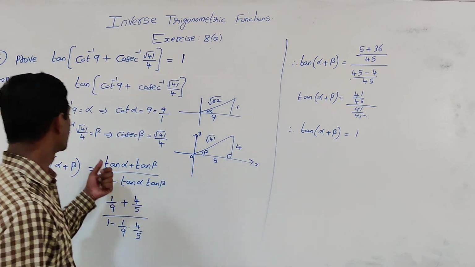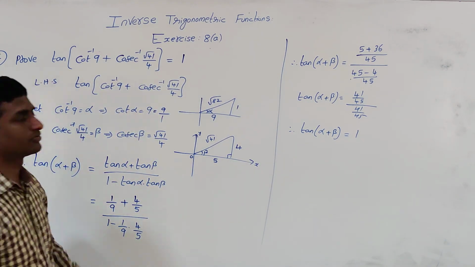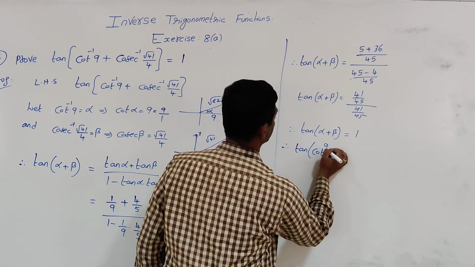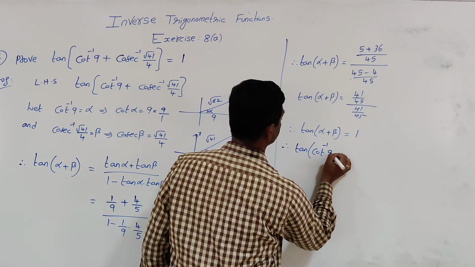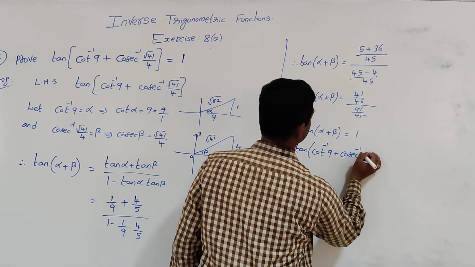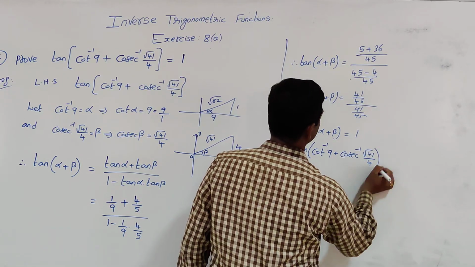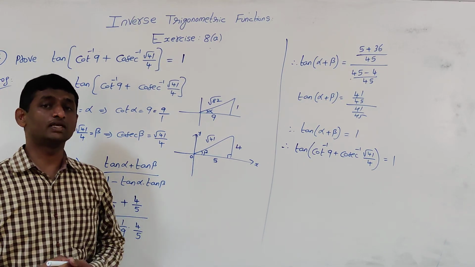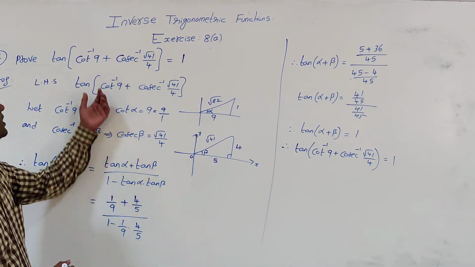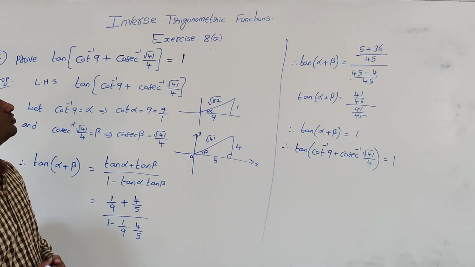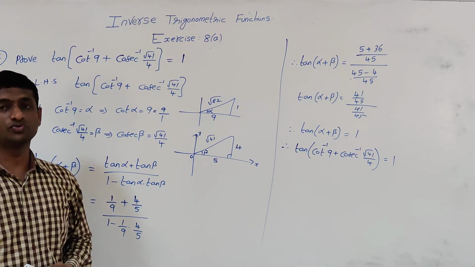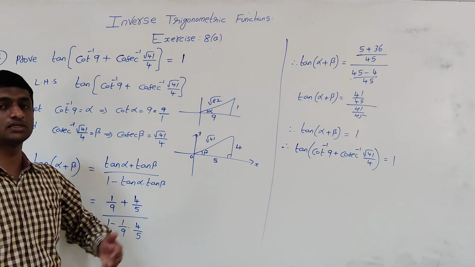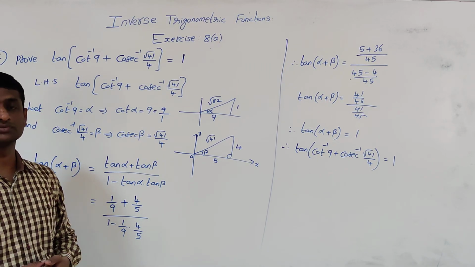But what is alpha? Alpha is cot inverse of 9. So therefore tan of cot inverse of 9 plus cosecant inverse of root 41 by 4 is equal to 1. The other way of asking the question is, prove that cot inverse of 9 plus cosecant inverse of root 41 by 4 is pi by 4, because tan inverse of 1 is pi by 4. So that is another way of asking the question. Next question.